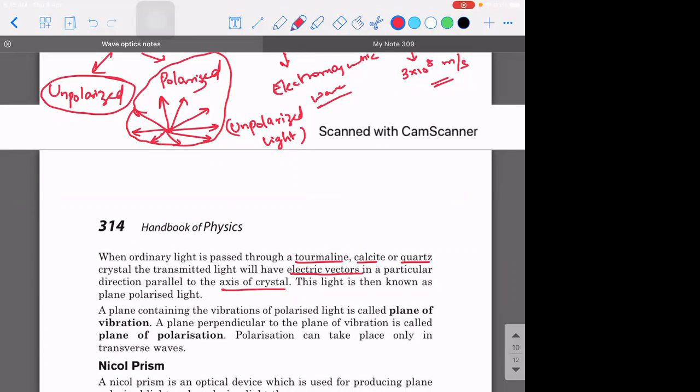So your doubt got cleared? Parallel to the axis. This light is known as plane polarized light, or simply polarized light.